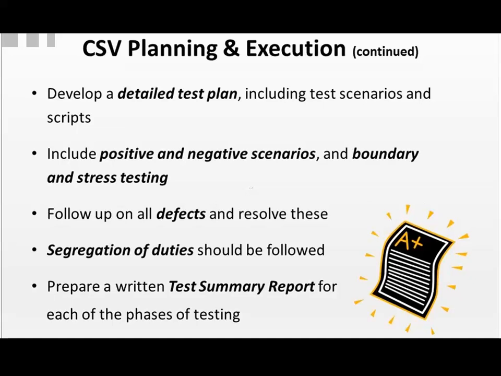Segregation of duties is critical. You have to have people who are separate in terms of their roles, where you have someone writing test scripts, someone executing them, someone reviewing them, and someone approving them. And have a test summary report, either one for each of the IQ, OQ, and PQ stages, or you may want to have one for all three stages combined.